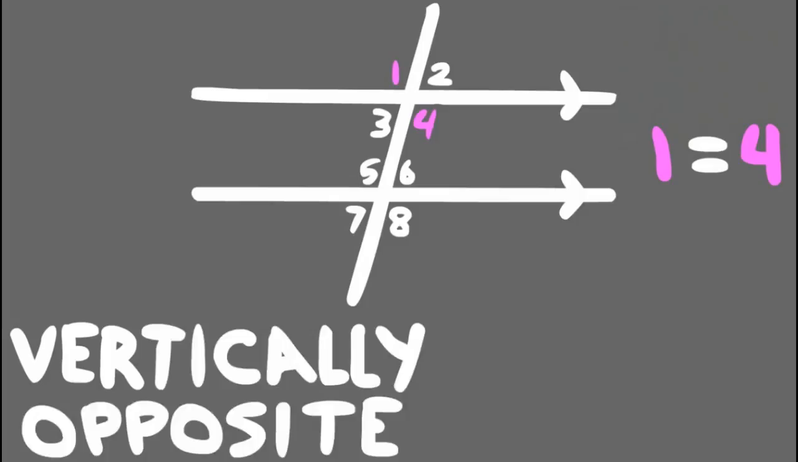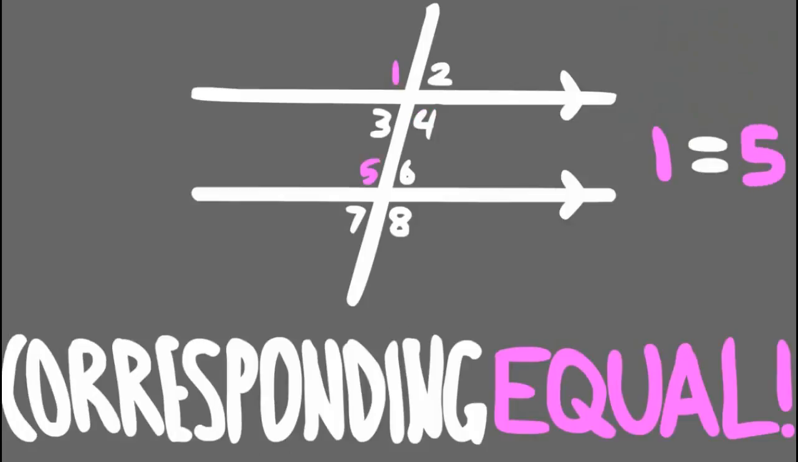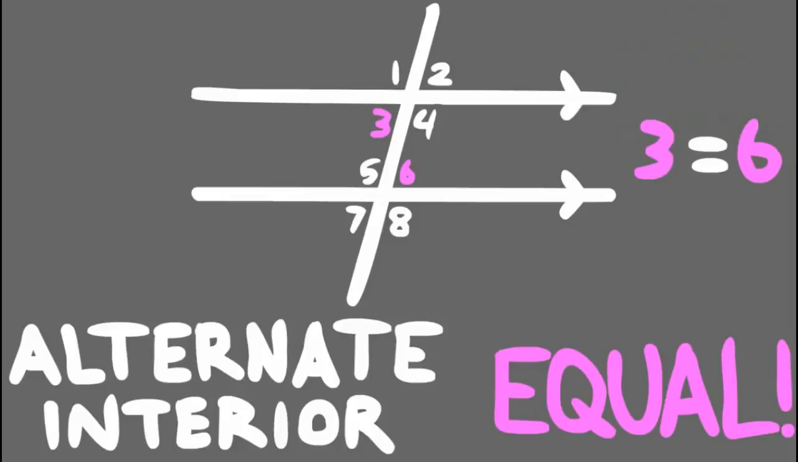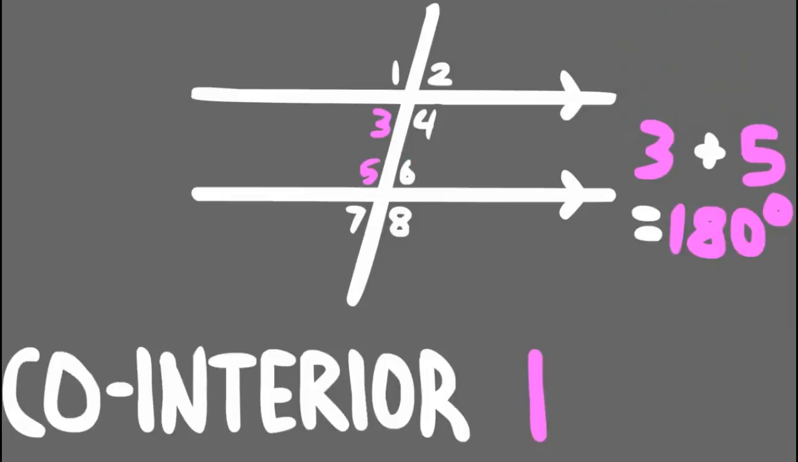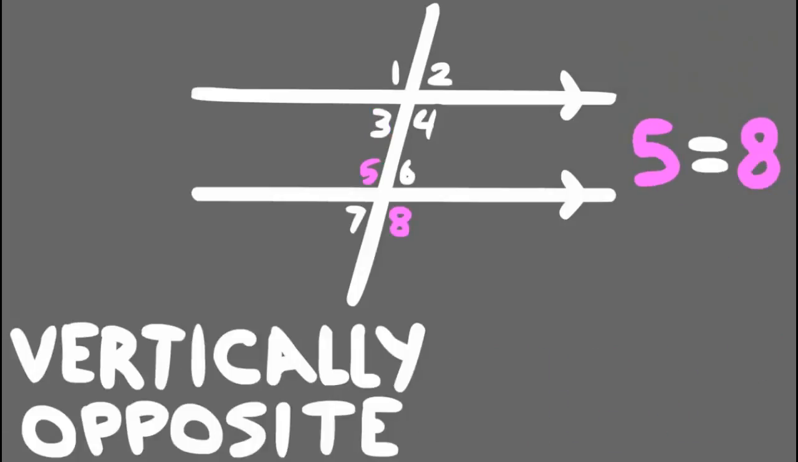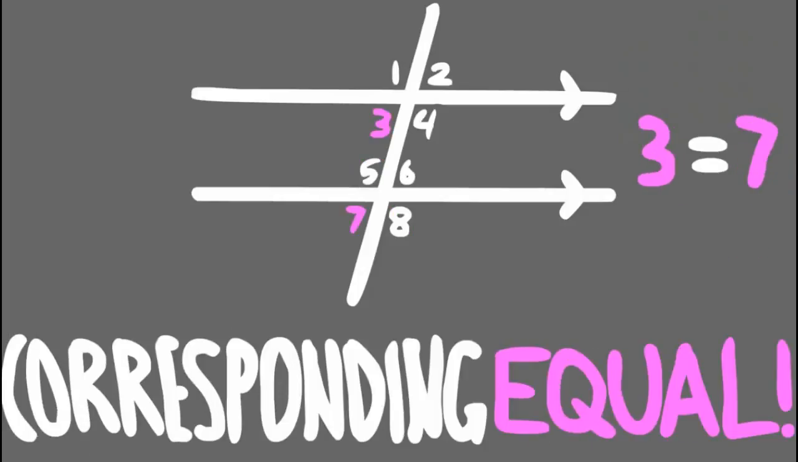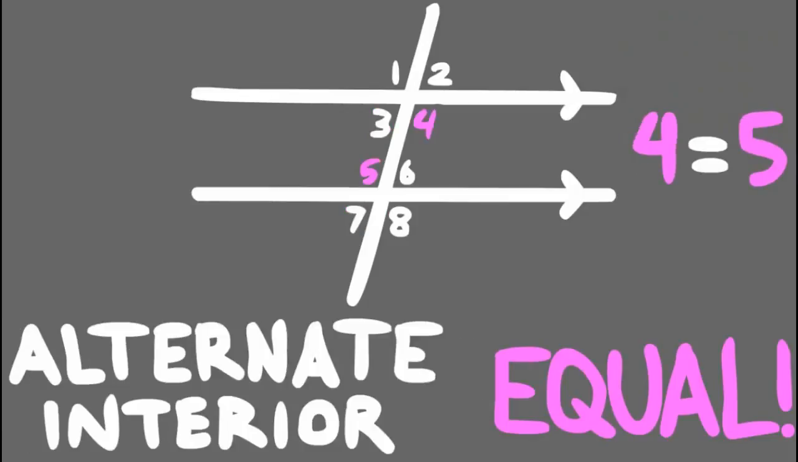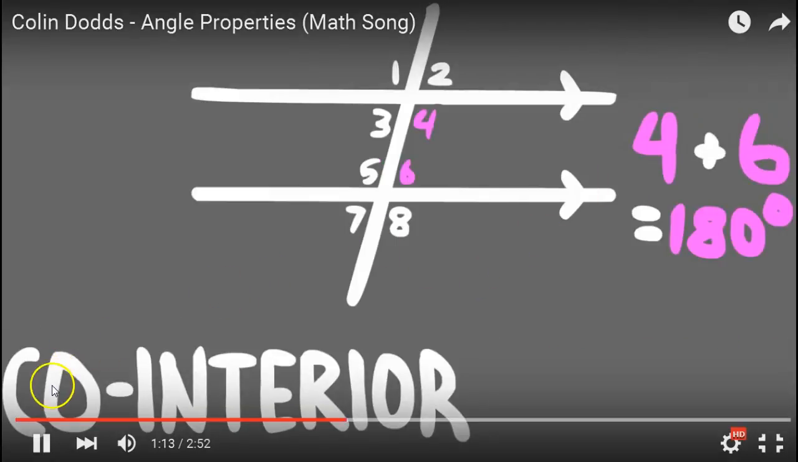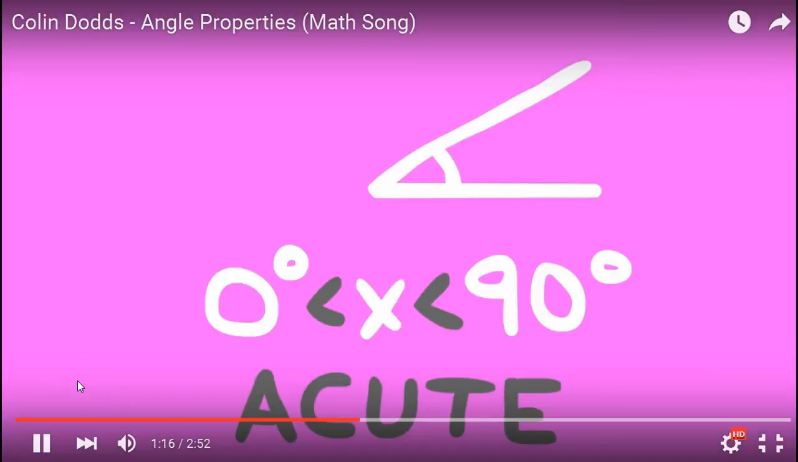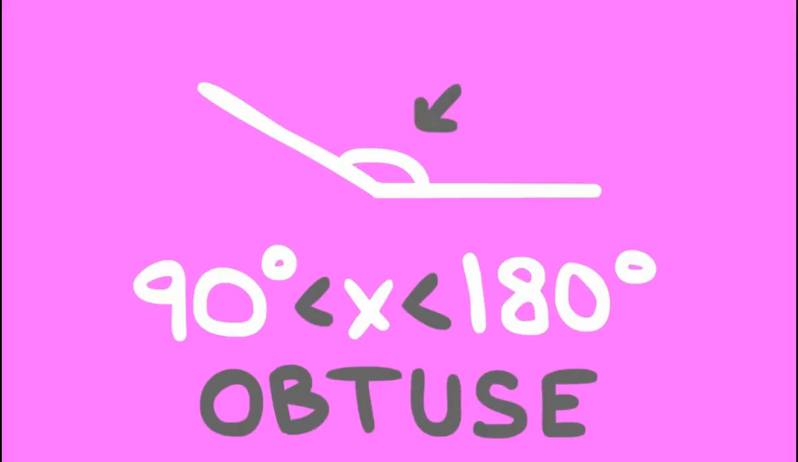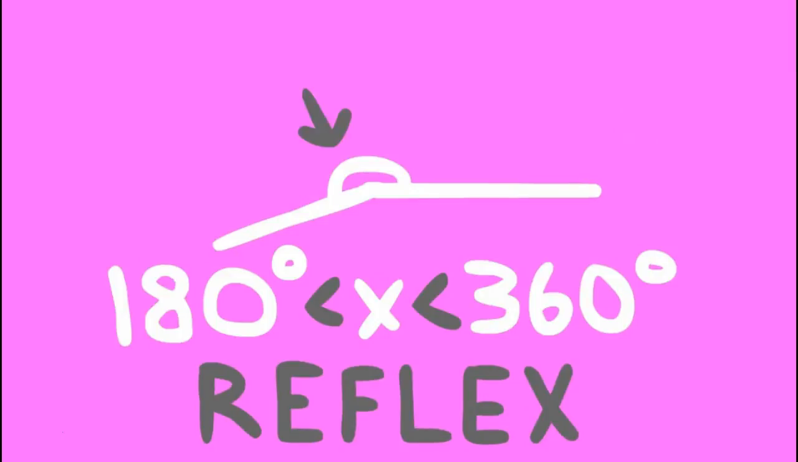Vertically opposite angles are equal. Corresponding angles are equal. Alternate interior angles are equal. Co-interior angles equal 180. Right, 90. Greater than 90, less than 180. Greater than 180, less than 360.